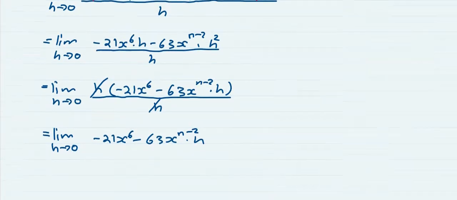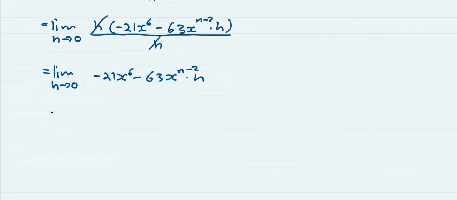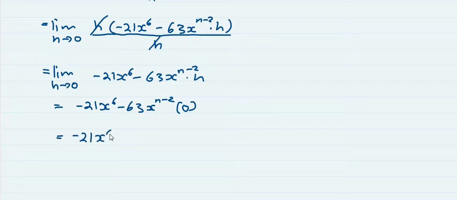Then we substitute h, substitute 0 for h in the limit: minus 21 x to the exponent 6 minus 63 x to the exponent n minus 2 times 0, which is 0, so we remain with minus 21 x to the exponent 6, the final answer.